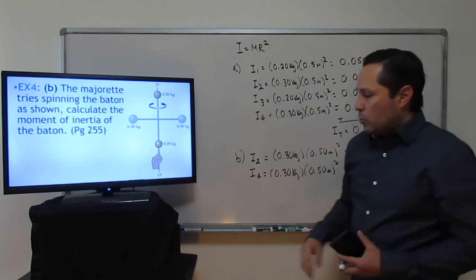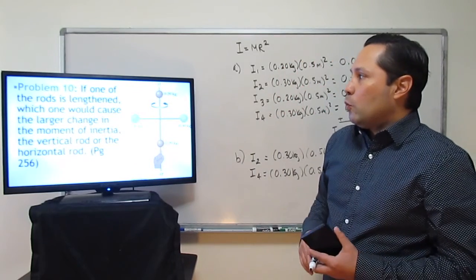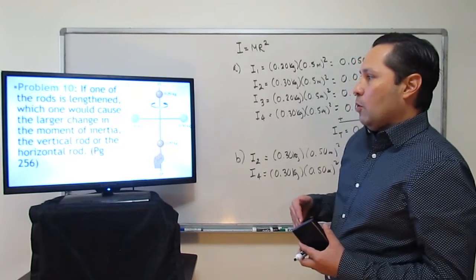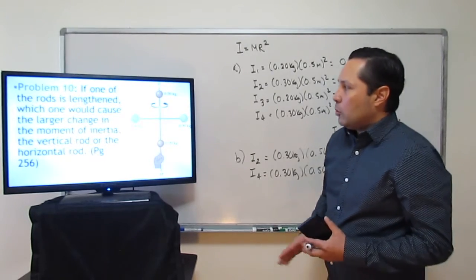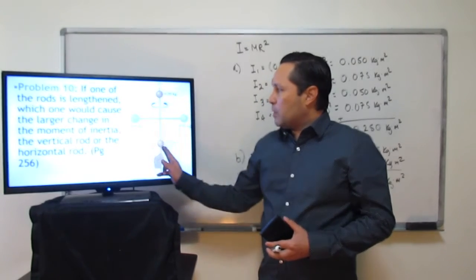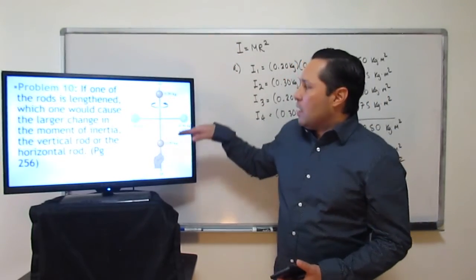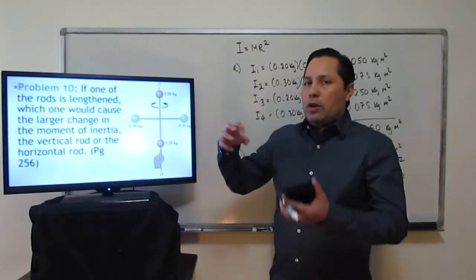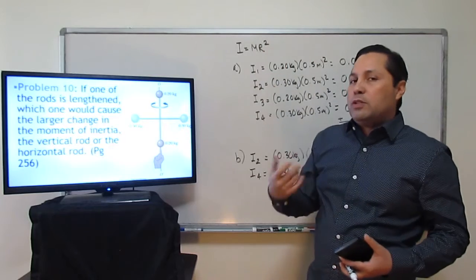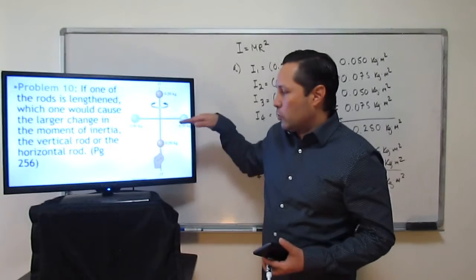Now let's move along to our next problem. In this one, problem number 10 says, if one of the rods is lengthened, which one would cause the largest change in moment of inertia? The vertical rod or the horizontal rod? All right, so right here, the vertical rod or the horizontal, vertical going up and down, if we extend it, again, it has no radius, so it wouldn't really change the moment of inertia. It would be the horizontal rod. If we were to elongate that, then that's going to increase the radius and it's squared. So that will definitely have a large change in the moment of inertia. So it will be the horizontal rod.